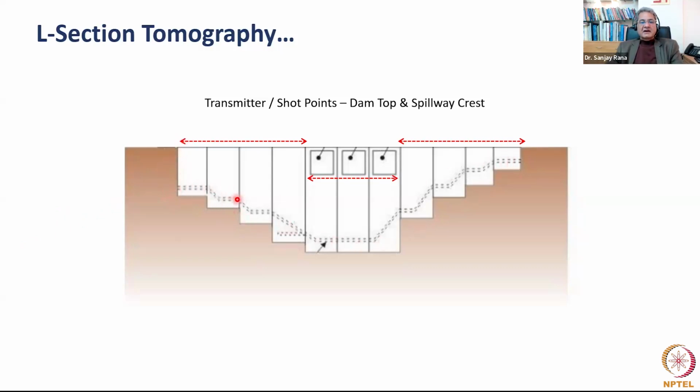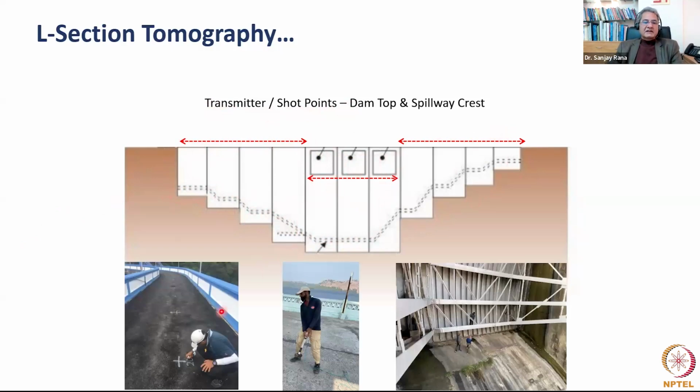So let's say this is the gallery of the dam, and this is the top of the dam. And here is the spillway, and this is the top of the spillway. So we put our transmitters or the shot points on the top of the dam and on the top of the spillway, and our receivers will go in the gallery. So this is what transmitter shot points on the dam top and spillway crest. And here you can see a person is marking the shot points where we are going to start the wave propagation.